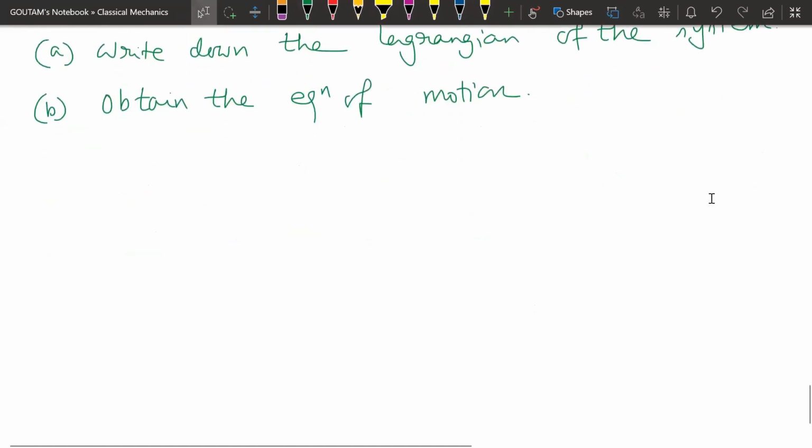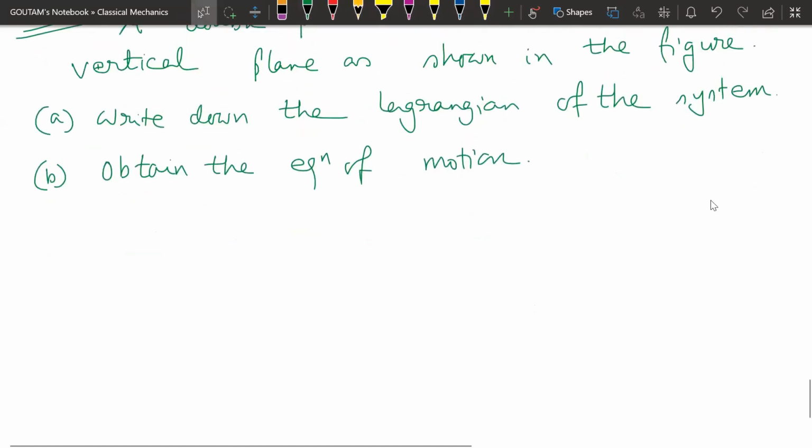So let's draw the double pendulum first. Let's say this is the equilibrium position of the first pendulum, and this is our first pendulum. And this is the equilibrium position of the second pendulum with respect to the first pendulum. And the second pendulum is set like this.